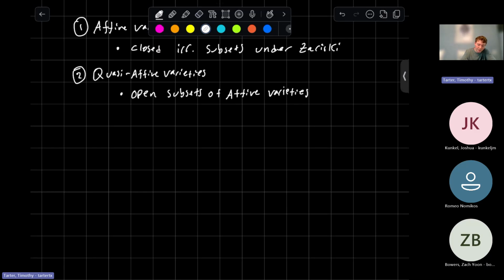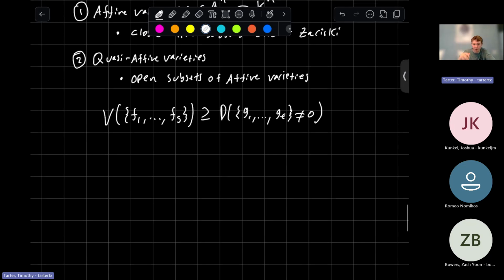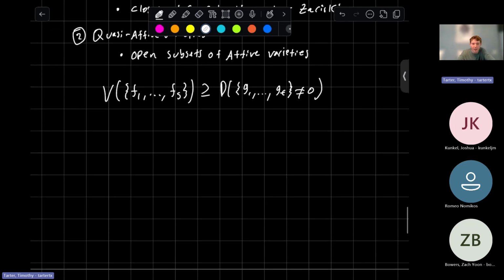What it really is, we're saying that if V of F1 through Fs is the vanishing set, then we are selecting a subspace of this, and it is the does-not-vanish set of G1 through GT. Right, and I'll just say does not equal 0. And this is notation that we're going to use later.